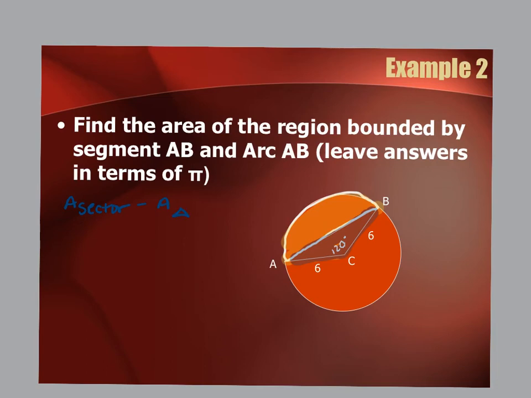So the area of the sector is 120 over 360 times pi, my radius is 6, squared. Cancels. 1/3 times pi times 36. 3 goes into 36, 12 times. So the area of this sector is 12 pi.